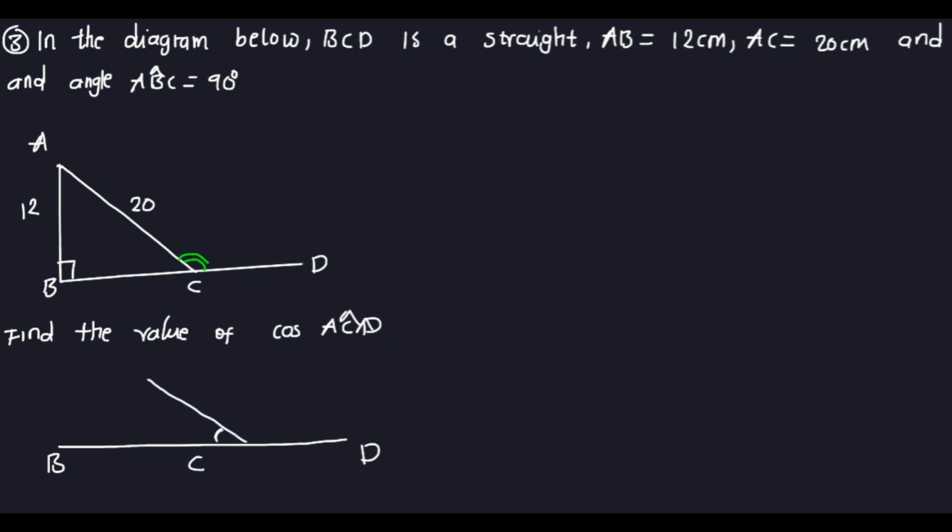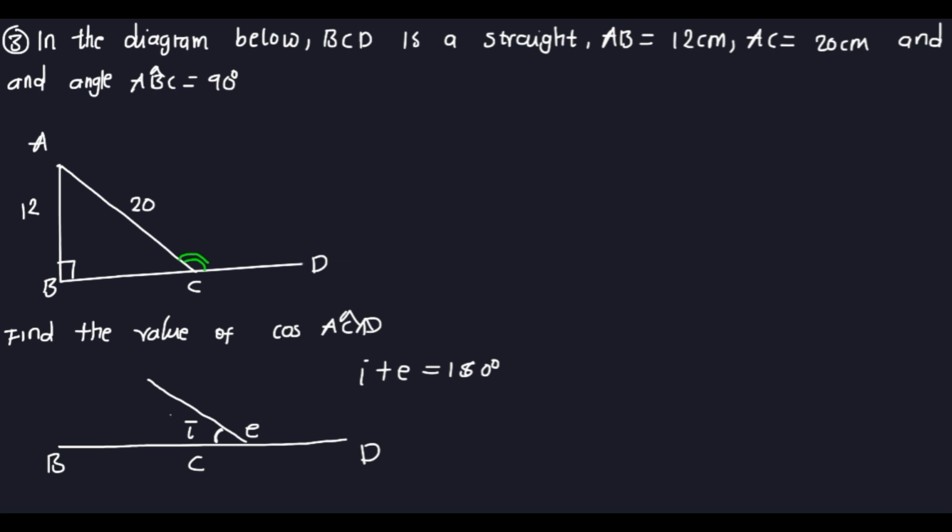So this angle, this is our interior angle, then this is our exterior angle, and we know that a straight line adds up to 180. So the interior angle plus the exterior angle should add up to 180. So if we are able to find the inside angle, subtract it from 180, we can find the exterior angle.